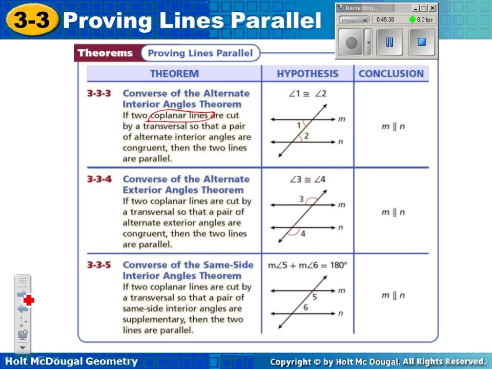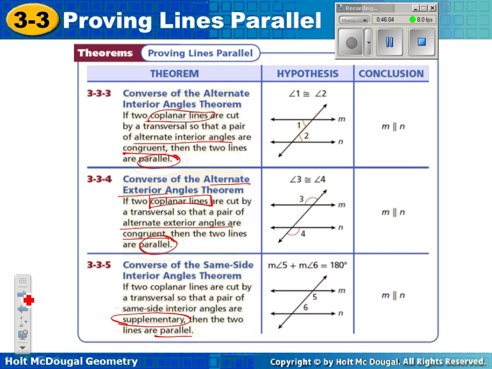So two lines, not parallel. If the alternate interior angles are congruent, then the lines are parallel. Converse of alternate exterior is going to say two lines, not parallel. If the alternate exterior angles are congruent, the lines are parallel. And then same side, this one's different because it's going to say that the same side angles have to be supplementary, and that means the lines are parallel.